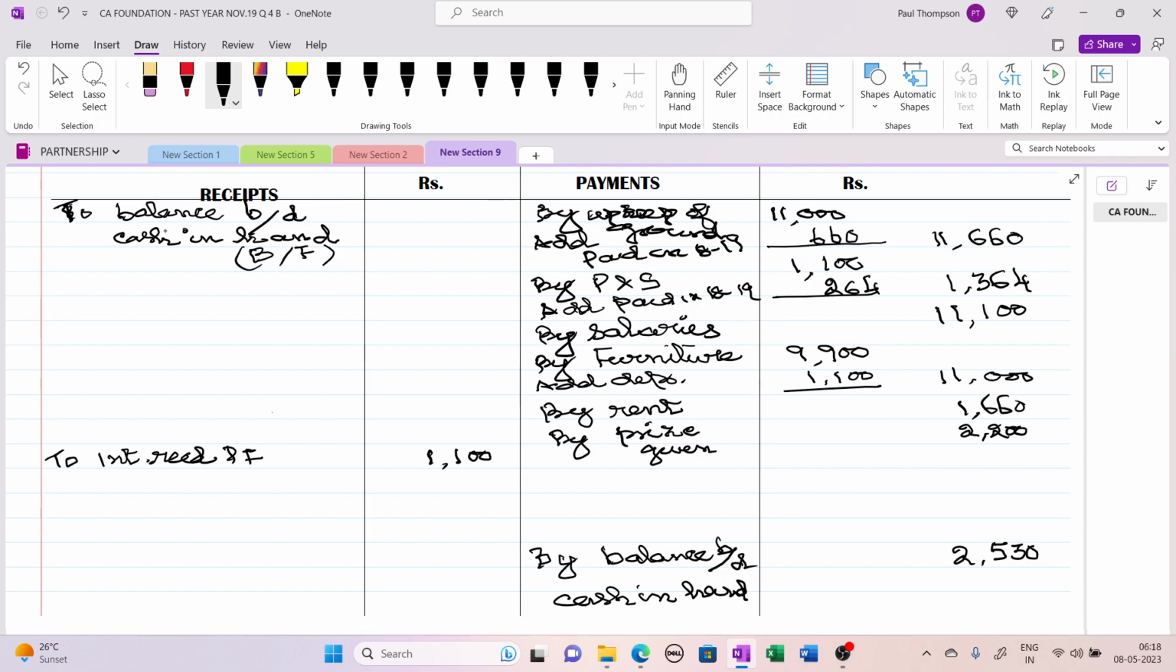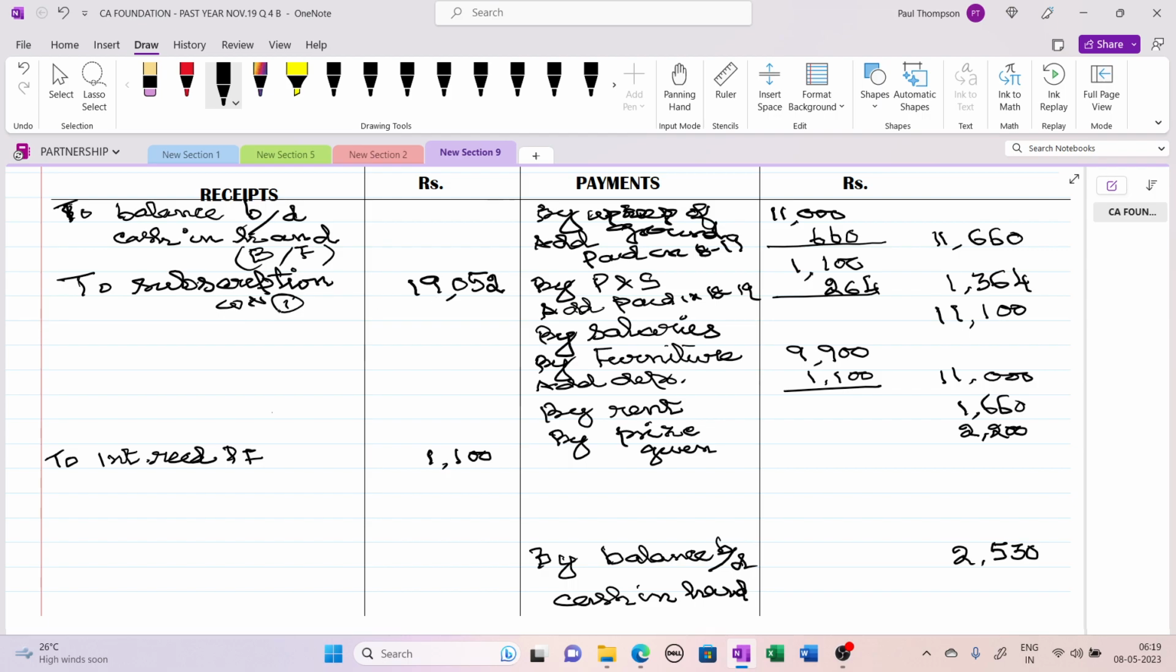Now coming to the receipt side, first we are going to write subscription. Subscription, we have already prepared the account. So I am writing here straight away. I am not making any calculation here. Writing working note 1. So this is 19,052 will appear here. This is the actual receipt during the year.